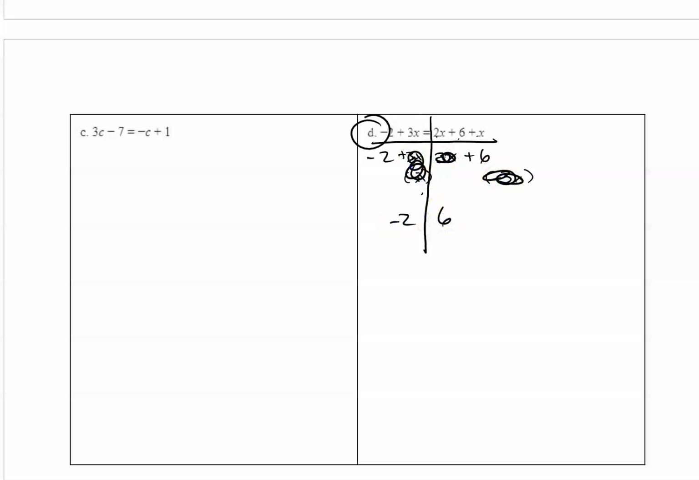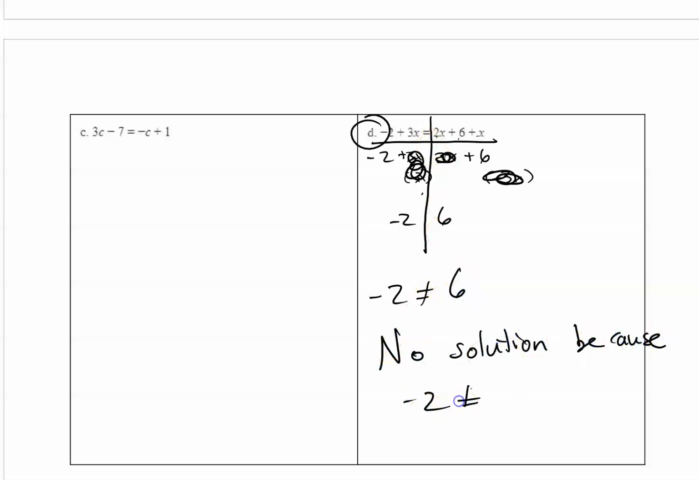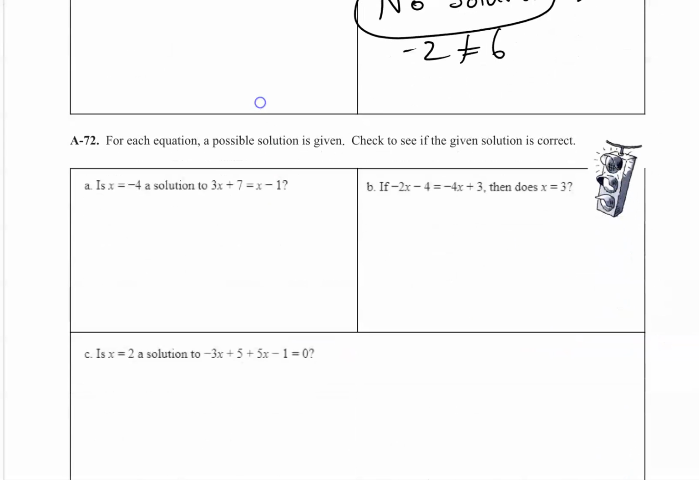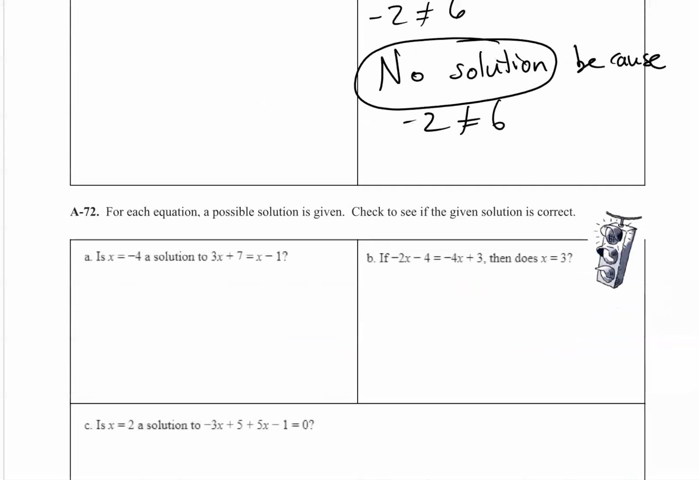Negative 2 and 6, right? Those are not equal to each other. This is supposed to be an equation, but those are not equal. So there's no solution because negative 2 is not equal to 6. And you can't check your work with no solution. There's no way to check your work, so that's it.